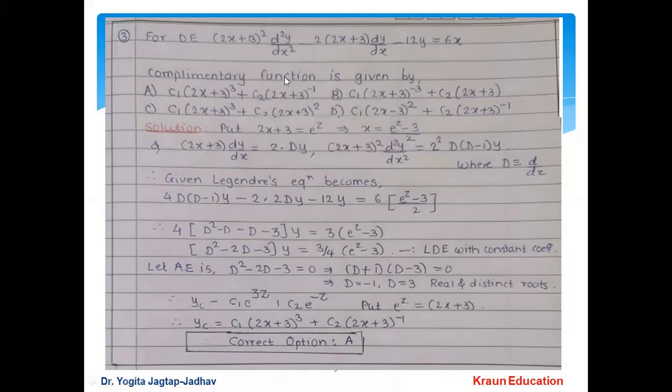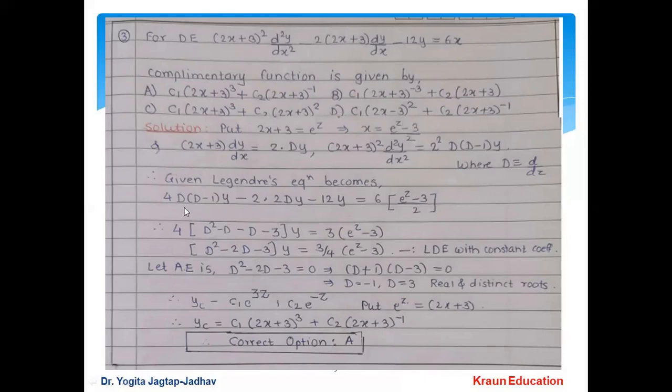Using all this in the given Legendre's equation, it takes the form 4D(D minus 1) operating on y minus this 2 kept as it is. This (2x plus 3) dy by dx becomes 2 Dy minus 12y is equal to 6 times x. What is x now? It is (e raised to z minus 3) by 2.